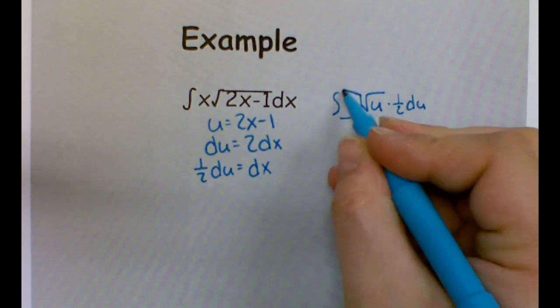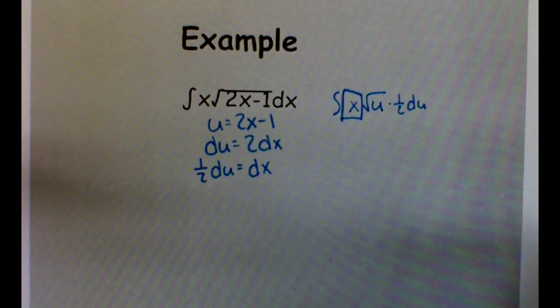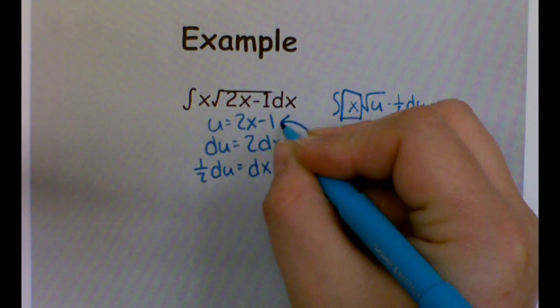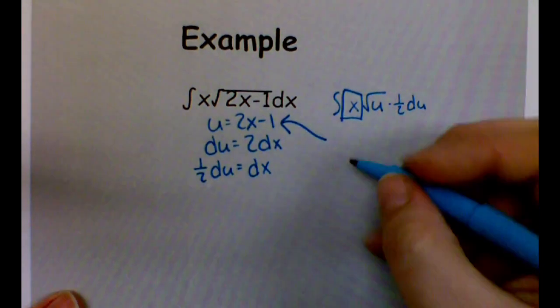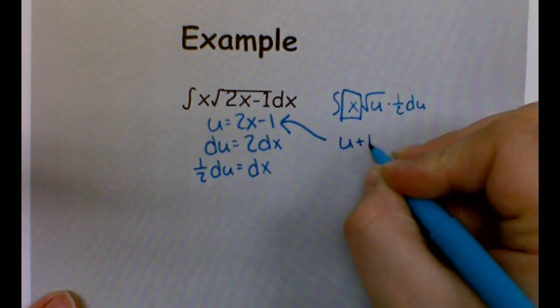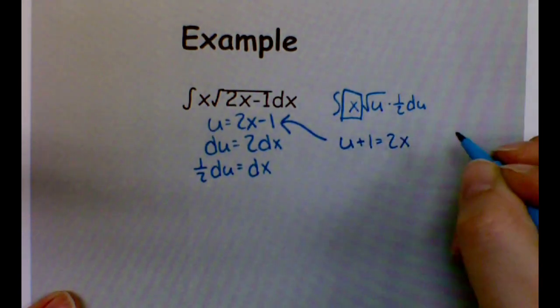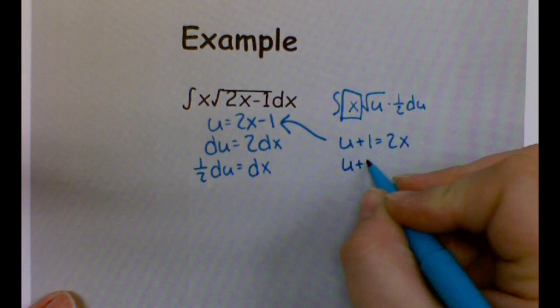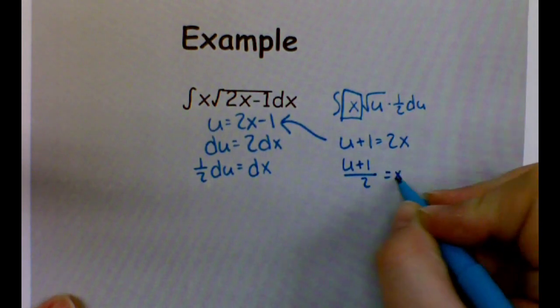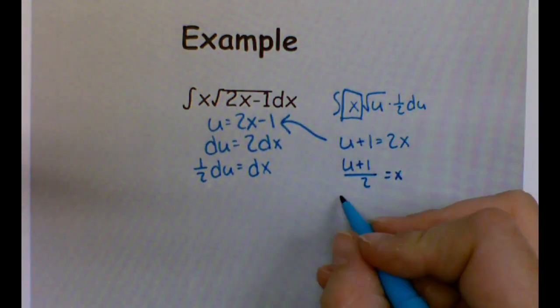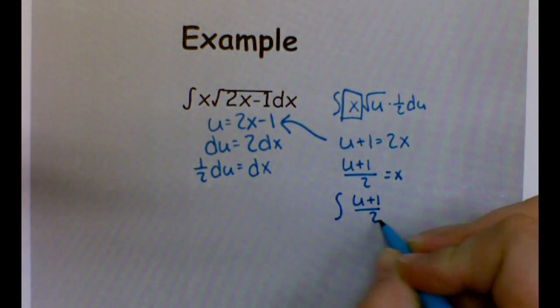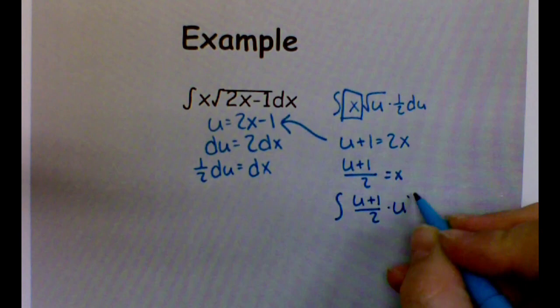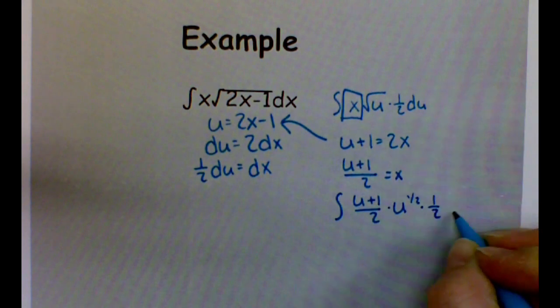We still have an x in there. We can take our u and rewrite it as an x. I add the 1 over, so u plus 1 equals 2x. Divide the 2, u plus 1 over 2 equals x. So we have u plus 1 over 2 times u to the 1/2 power times 1/2 du.